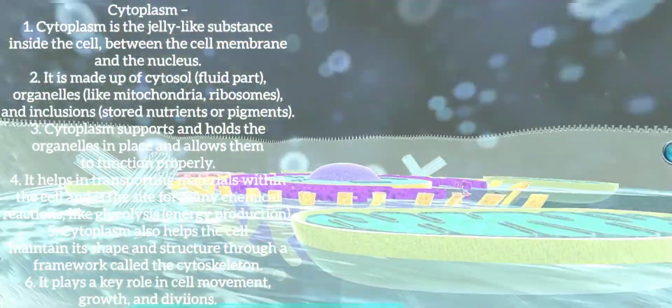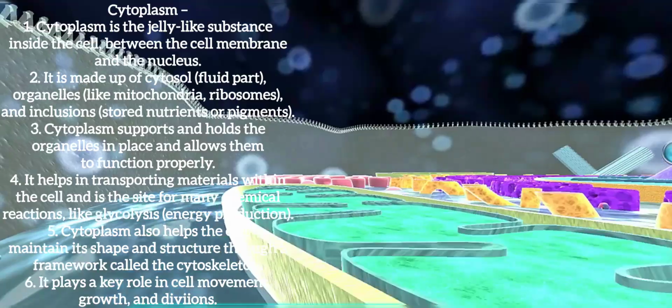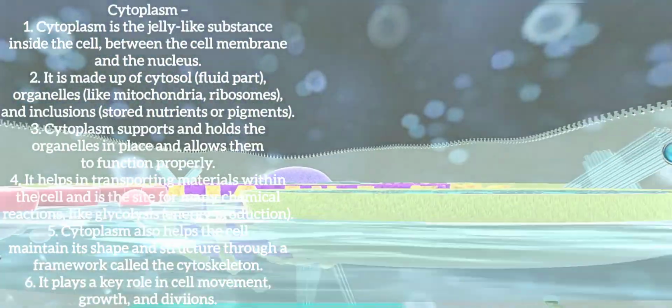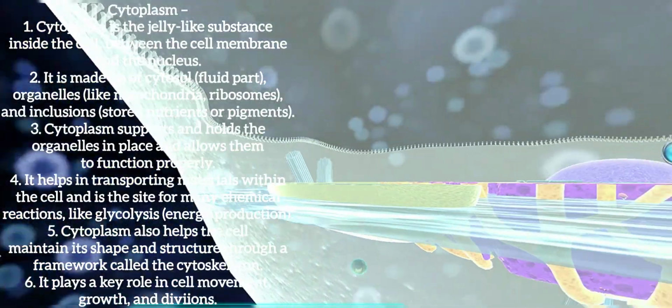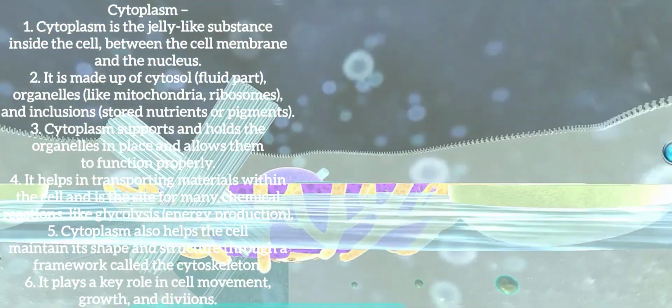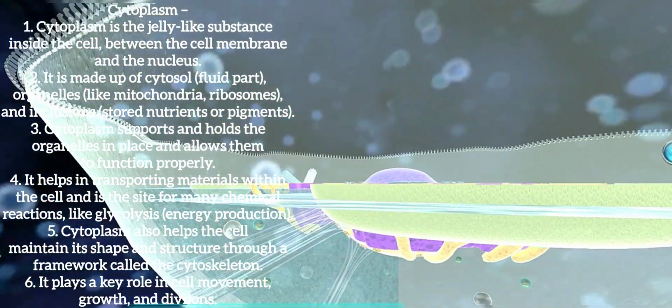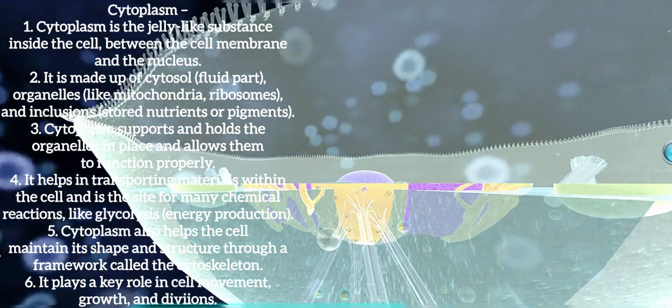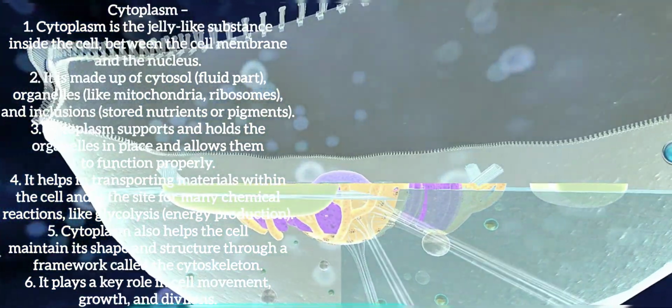4. It helps in transporting materials within the cell and is the site for many chemical reactions, like glycolysis, energy production. 5. Cytoplasm also helps the cell maintain its shape and structure through a framework called the cytoskeleton. 6. It plays a key role in cell movement, growth, and division.